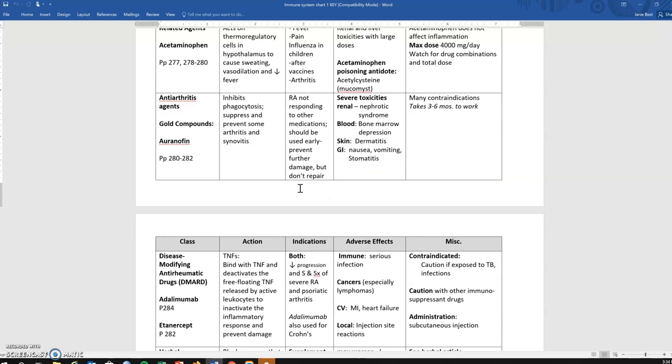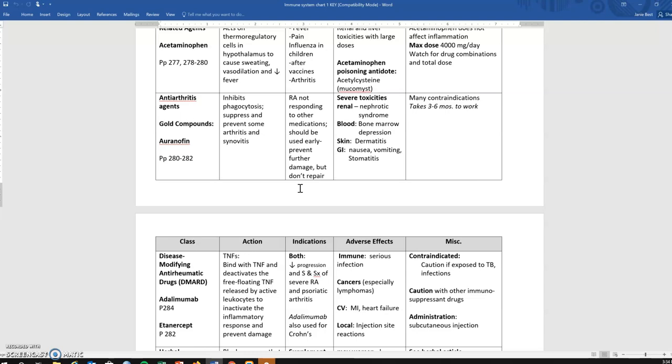Another anti-arthritis agent are gold compounds, and auranofin is the gold compound highlighted in your textbook. It helps to prevent some arthritis and synovitis that occurs as a part of the anti-inflammatory process in the joint. It is typically given to patients with rheumatoid arthritis, or RA, who have not responded to other arthritis medications. It can prevent further damage, but it doesn't repair the damage that's already there.